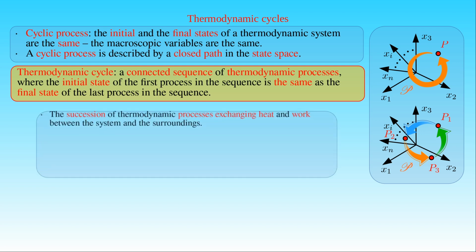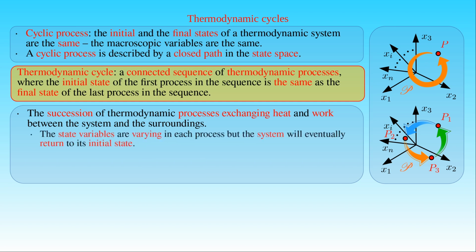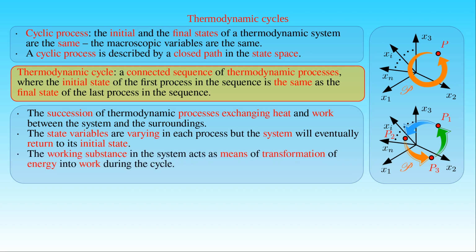A typical thermodynamic cycle consists of a succession of thermodynamic processes exchanging heat and work between the system and the surroundings, while varying state variables such as pressure, volume and temperature, and eventually returning the system to its initial state. In the thermodynamic cycle, the working substance in the system acts as a means of transformation of energy into work. This cycle is important as it allows for continuous operation, where heat is converted into work or vice versa by repeating the cycle. Such repeated thermodynamic cycles can be seen in the case of a moving piston in engines or the expansion and the compression of the working fluid in refrigerators.